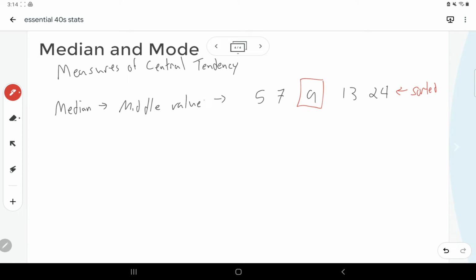We'll talk about that a little bit more in a bit, but it has to go from the smallest to the largest, left to right. If it's not in that order, you just have to sort the set. We'll do that a little bit later. But first I'm going to tell you also about mode.